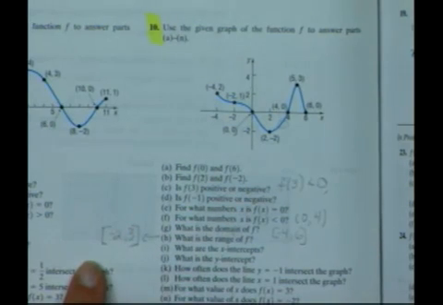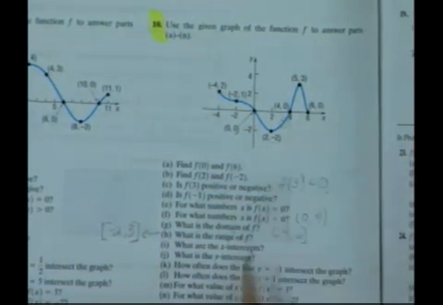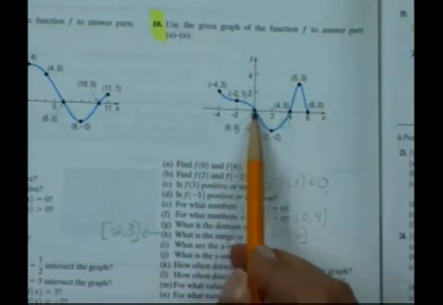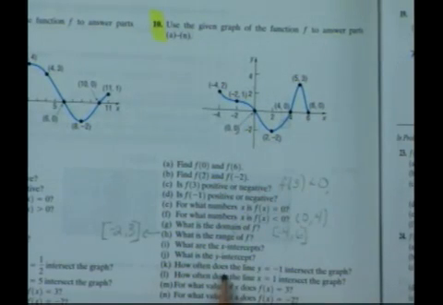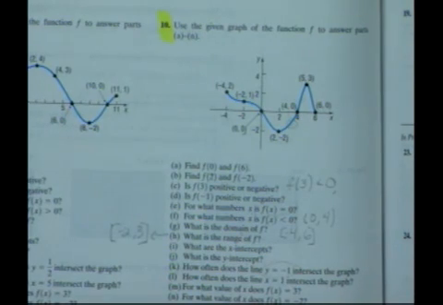Got it? Okay. We already said what the x-intercepts are, which are 0, 4, and 6. The y-intercept we've already said is 0. How often does the line y equal -1 intersect the graph? All right, first of all, let's play Sesame Street. Use your fingers. What does the graph of y equal -1 look like?